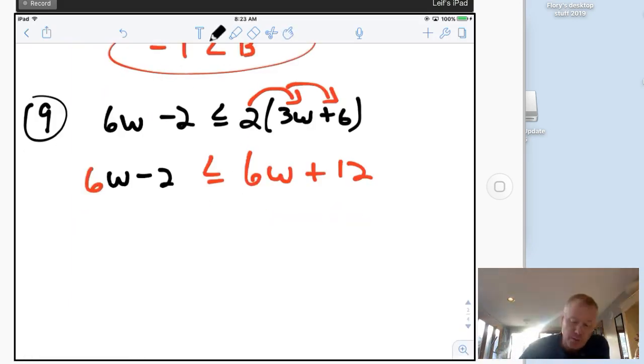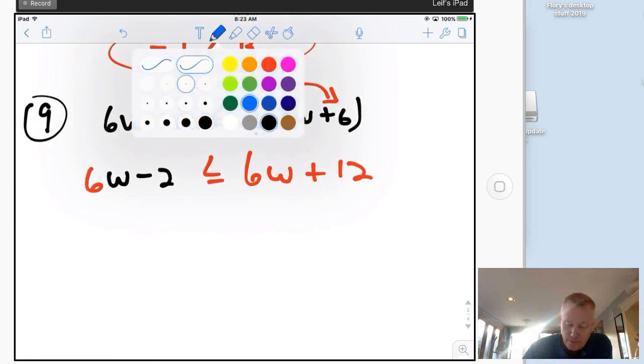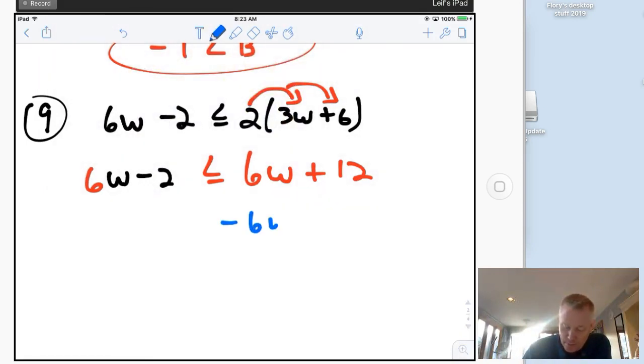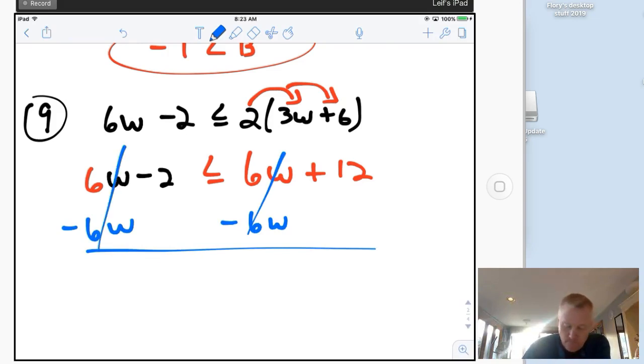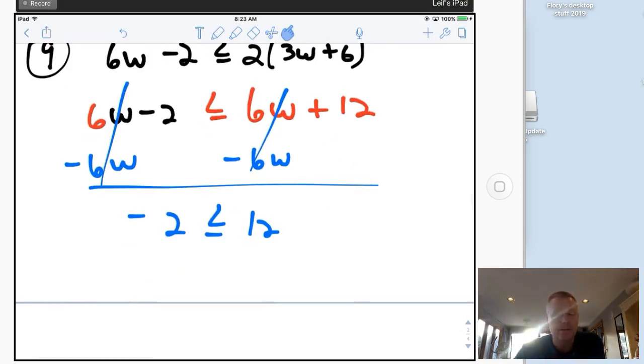All right, so this one, I'm going to bring my numbers to one side. I'm going to subtract 6w from both sides. Ooh, and an interesting thing happens. All of my variables canceled, which means I'm left with this. So there's one of two solutions here. If this is true, it's going to be infinitely many solutions, and if it's false, it will be no solutions.